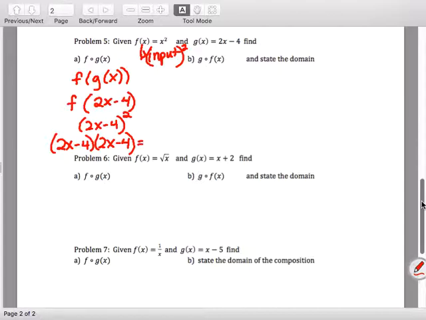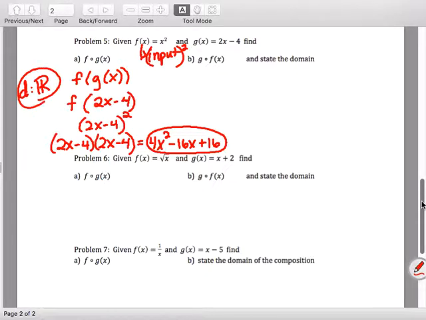Composition of functions does take a little bit of getting the hang of it. So, try to just remind yourself as you're feeling frustrated, I'm going to get it. I don't get it yet, but I will get it. So this is 4x squared. The outer is minus 8x. The inner is minus 8x. So that's minus 16x plus 16. Again, the domains are not very interesting here. The inside function is 2x minus 4, so it's a line. It's all real numbers. My answer is a parabola. It's all real numbers, so it's all real numbers.